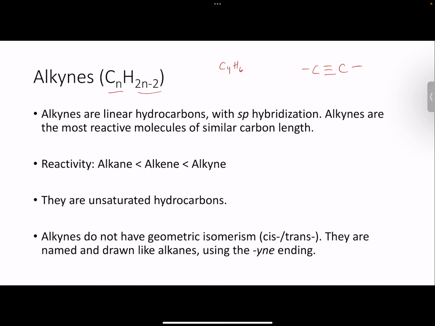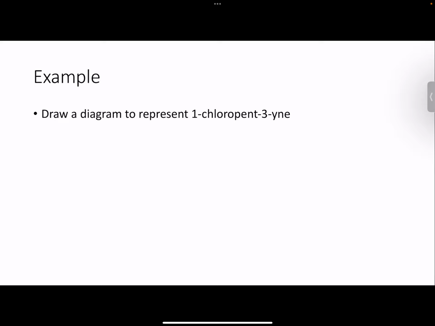These are also considered unsaturated hydrocarbons, and they do not have isomerism because they are unable to rotate and they are linear. When we're drawing them, we'll use the yne ending. Hopefully you're starting to see the pattern with the different types of hydrocarbons. So let's jump into it.